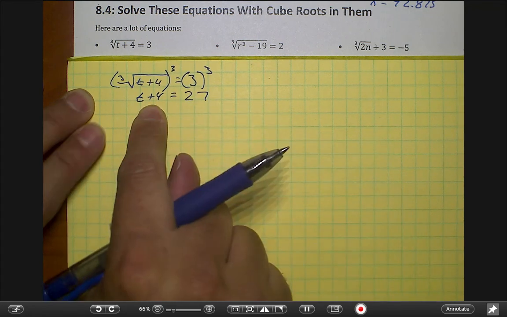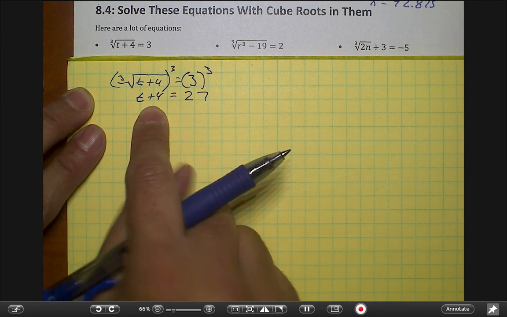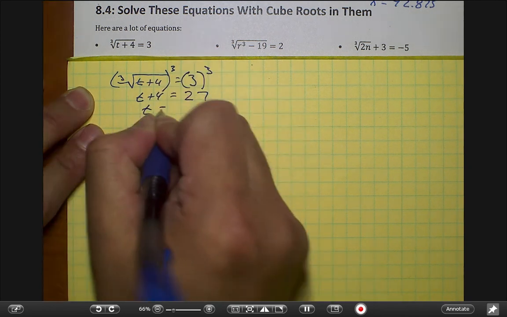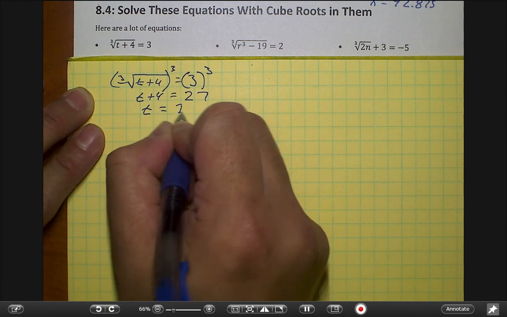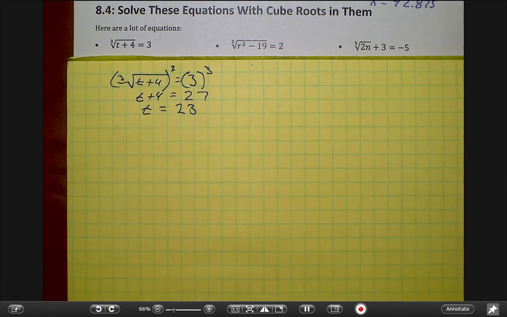Now what do I got to do? I got to try and get my t by itself. Minus 4. T is 23. Yep. That's the answer? Mm-hmm.